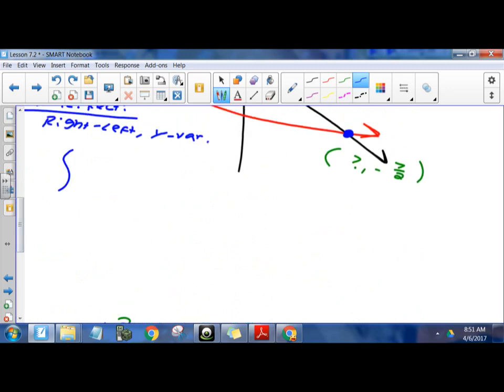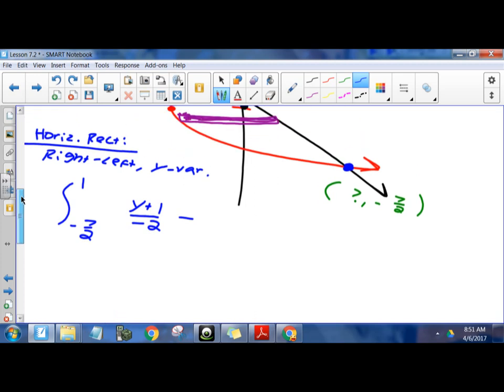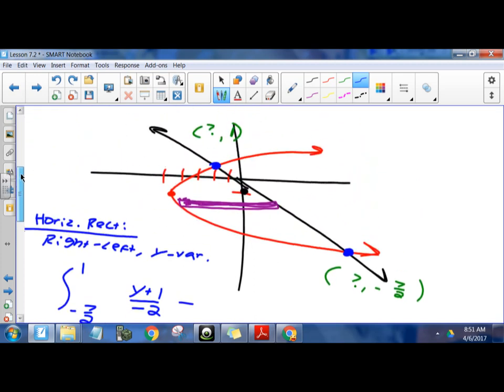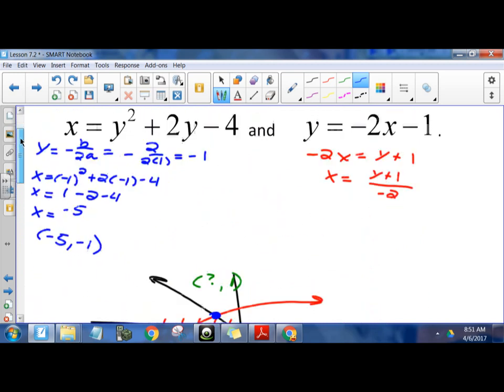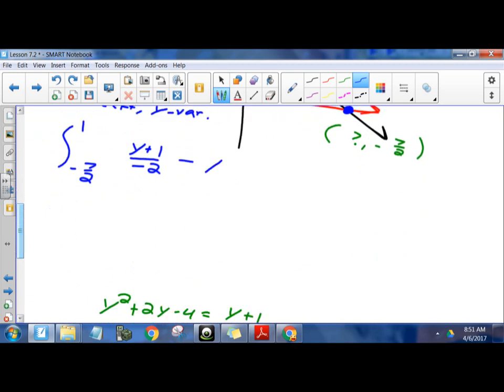So it's the integral from negative 7 halves to 1 of y plus 1 over negative 2 minus, or close the integral if you want. The left curve is always the parabola y squared plus 2y minus 4. It is very important you put the second curve in parentheses because you're subtracting it entirely.